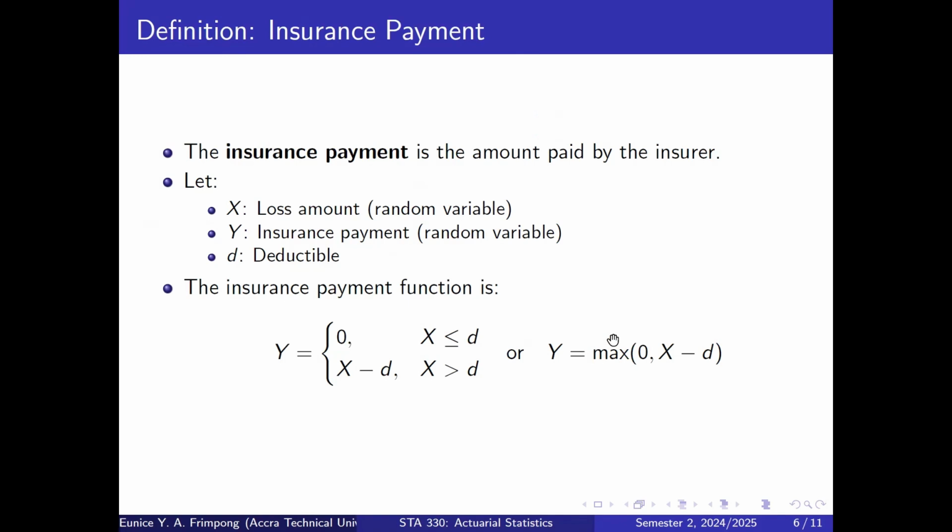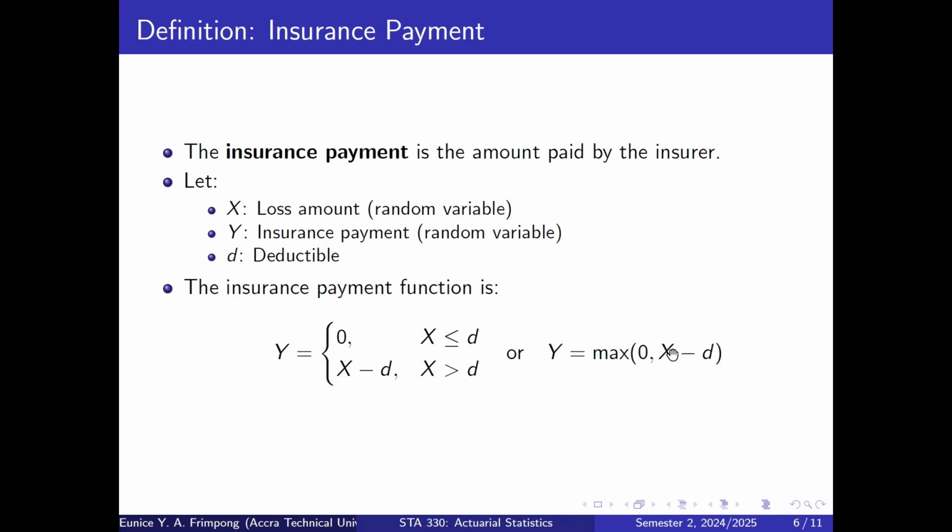Let's focus here for a moment. When the loss is less than the deductible, then X minus D will be negative because X is less than D. That means 0 will be the bigger number. So therefore, Y equals 0 when the loss is less than or equal to D. But when the loss is more than D, which means X will be a bigger number than D, then what we have here will be a positive number. Therefore, Y will be equal to X minus D because that number will be bigger than 0. So we're looking at the maximum here.